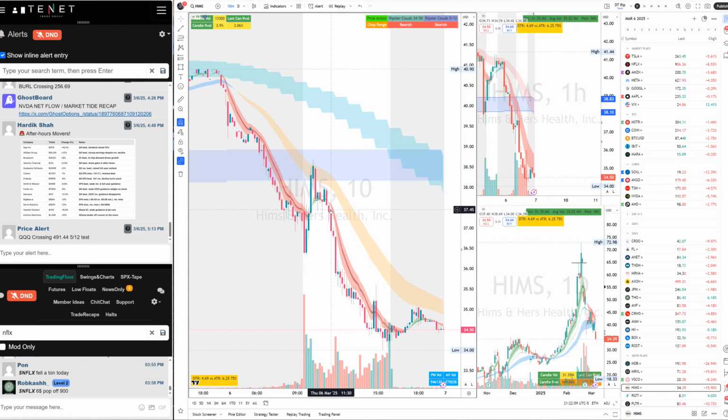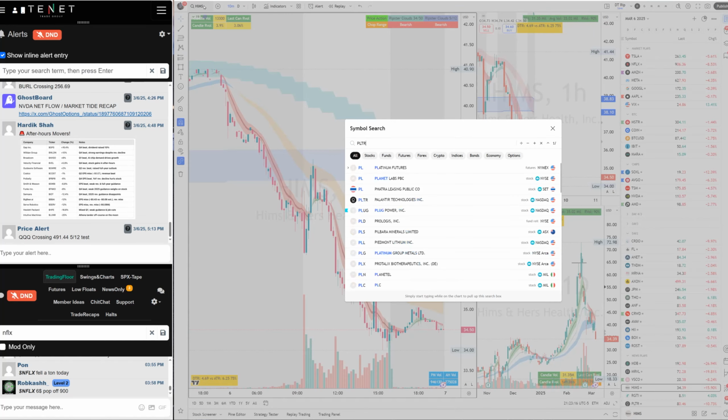So HIMS was a short here. And when it curled, I said no short. But when it pushed and rejected, then it became a short right there. So there are definitely some plays.